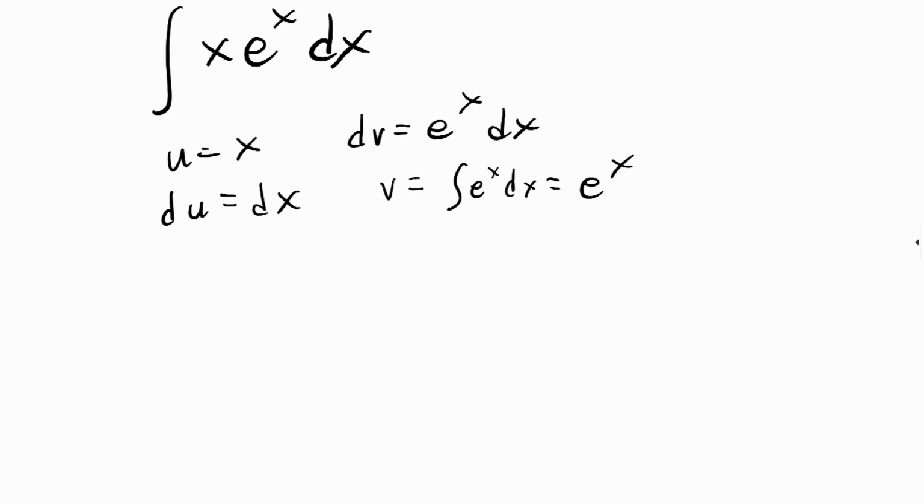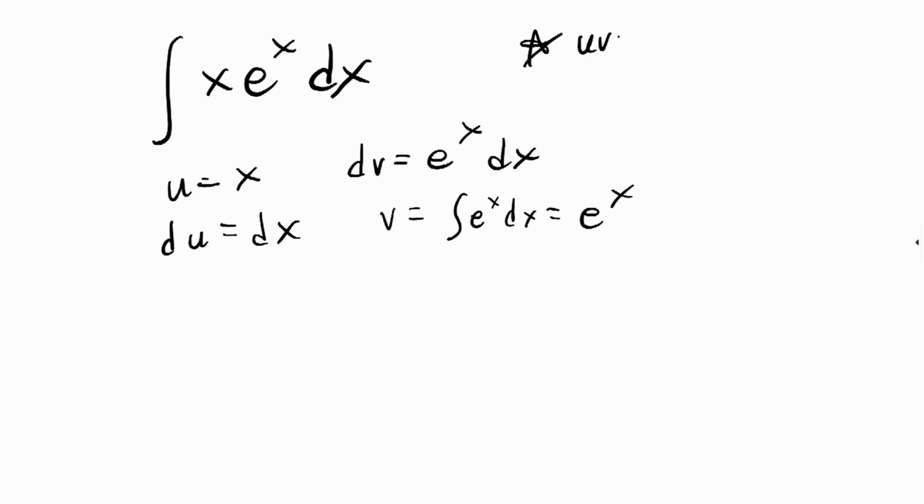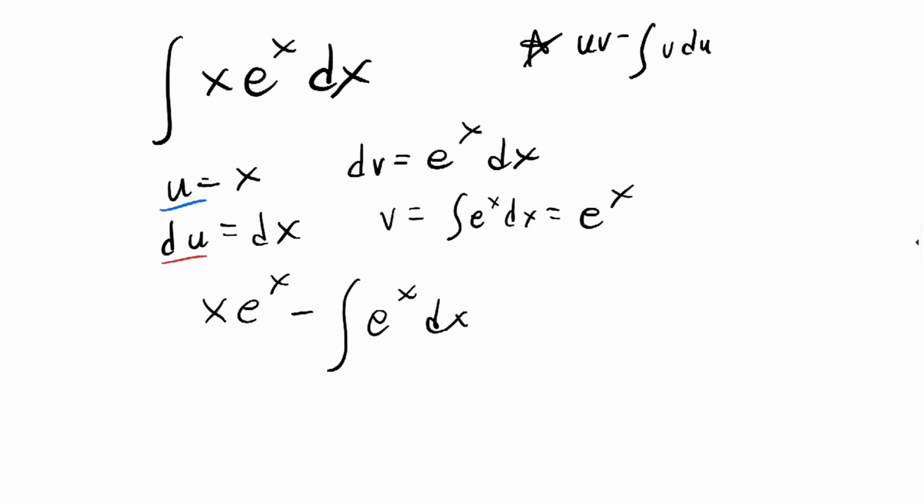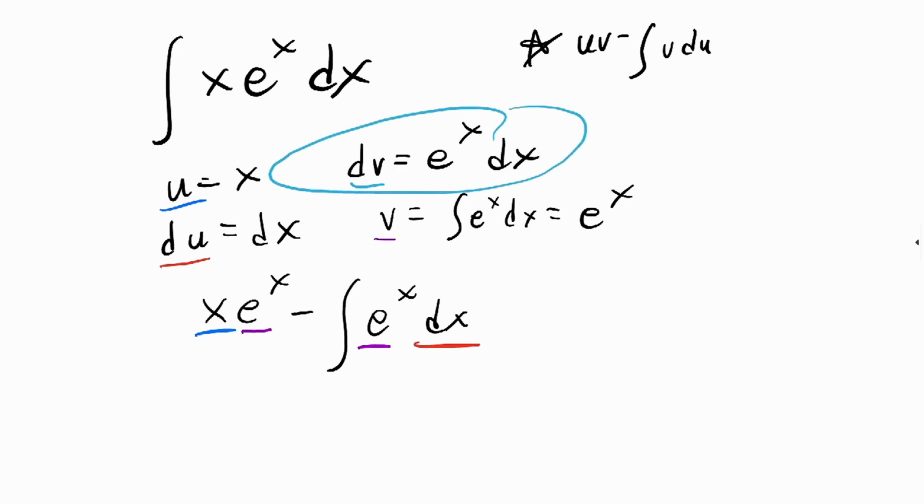So let's do our formula. Remember, it's uv minus the integral of v du. So uv is just x e to the x, minus the integral of v du, which is e to the x dx. Let me label all of our things: we have our u, we have our v, minus we have our v, and then we have our du. And whatever you choose to be dv is never going to show up. That's something you might want to notice.